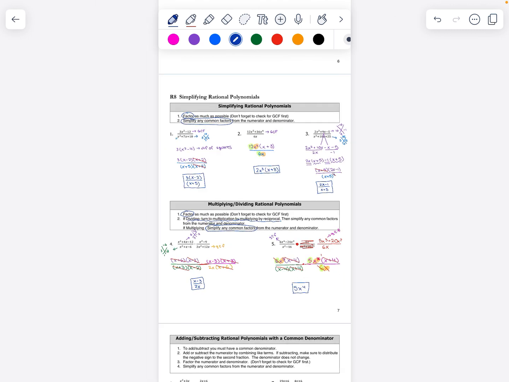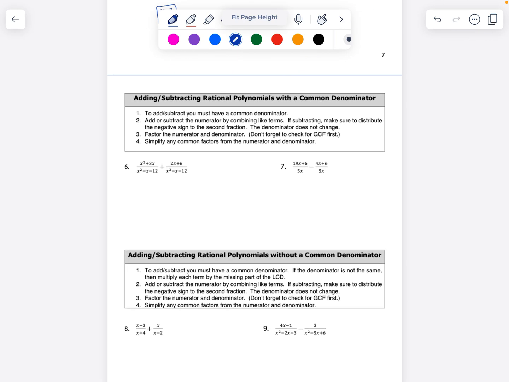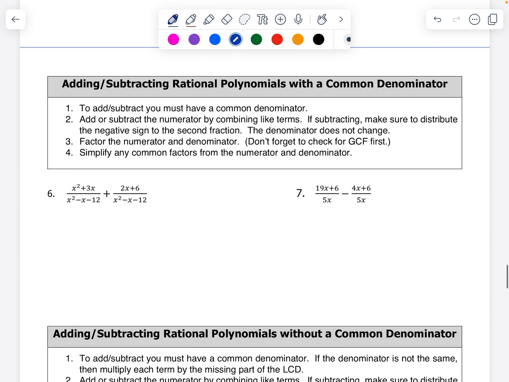Okay, so we simplified fractions, we've multiplied, we've divided. The next step is going to be adding and subtracting. When you add and subtract with fractions, you need a common denominator. So the first set of problems, we have a common denominator, and then we'll talk about what to do when you don't have a common denominator.